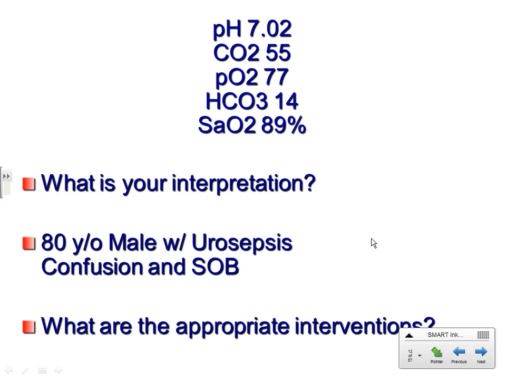Oxygen. With a pH that low, mechanical ventilation. He's a sick puppy. What else? Antibiotics, because we want to treat the urosepsis and any underlying respiratory infection that might be there. What else? Fluids? Oxygen, mechanical ventilation, yeah, with PEEP probably.